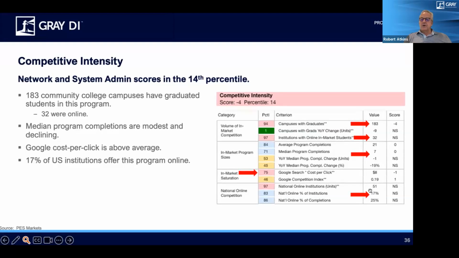And again, you can see we've already got 17% of the institutions online, and they're actually pulling in more than their fair share of graduates. 25% of graduates are actually going through those online programs, not on ground.